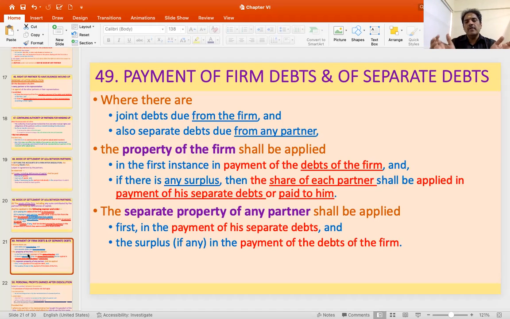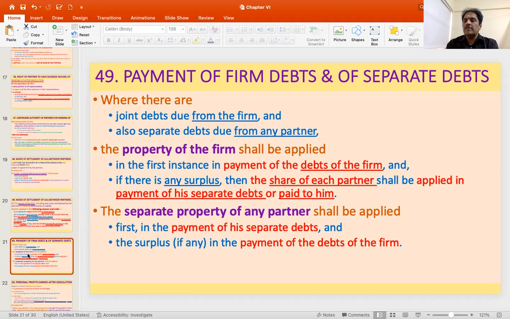Then what happens to the separate property of a partner? Suppose someone has got land or some furniture or something. So now you are dissolving the firm. The separate property which belongs to the partner, which was brought by the partner but was not made the property of the firm, first whatever proceeds are there will be used for the payment of the partner's separate debts. Then whatever surplus is there will be used as a contribution that he is making for payment of the debts of the firm. So here, whatever he is bringing in will be his.